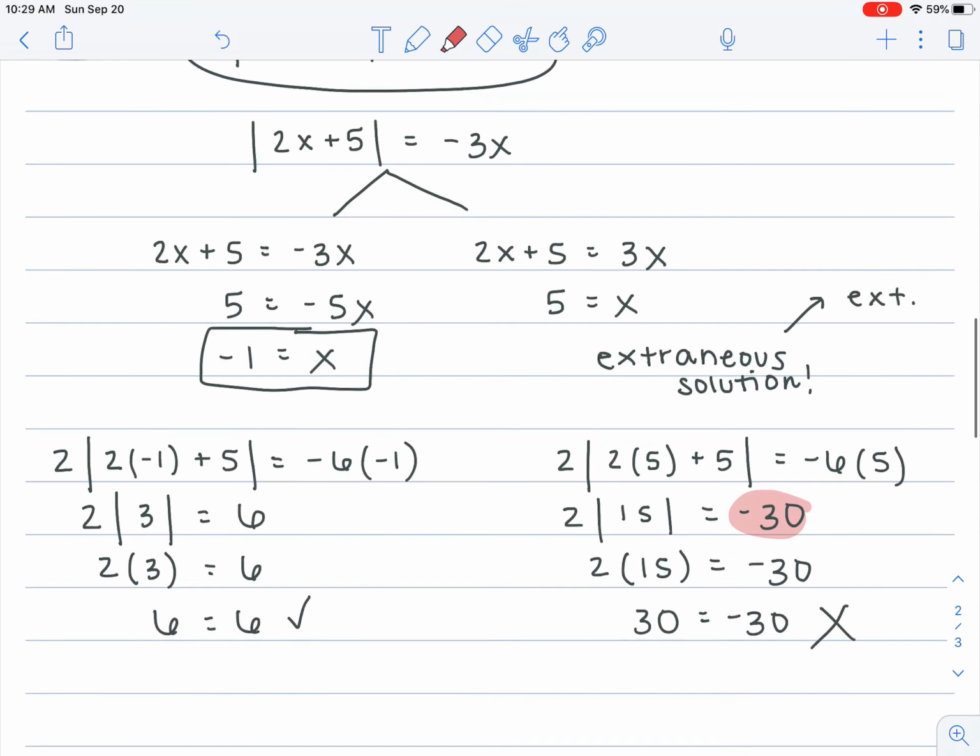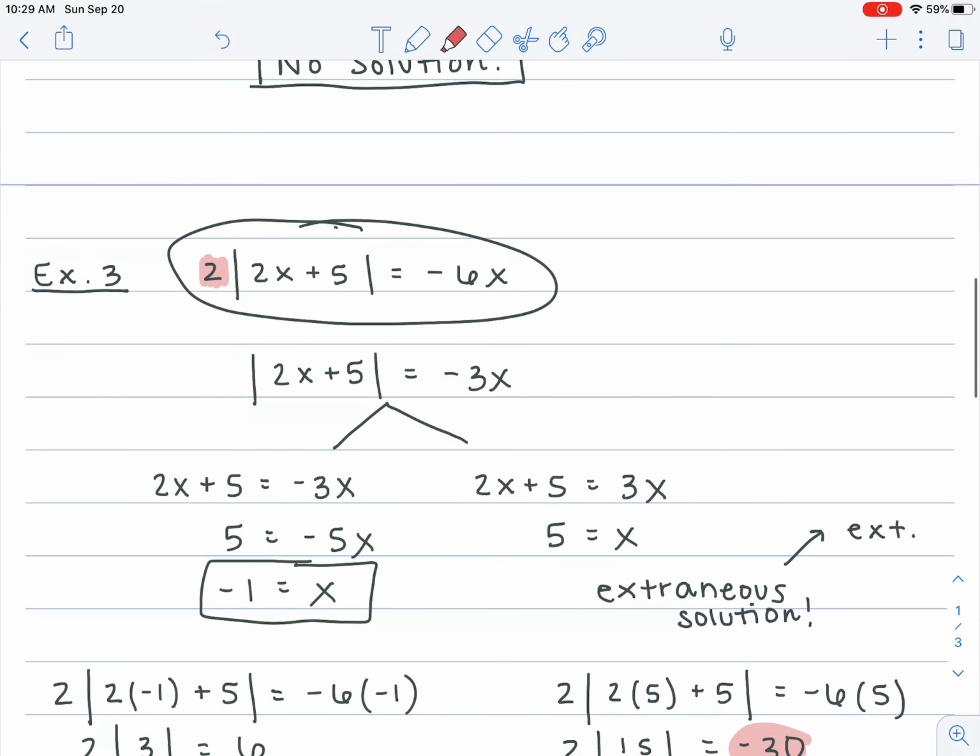All right. So again, you can have extraneous solutions sometimes, and you will only have extraneous solutions when you have an x on the side of the equation to start off with.